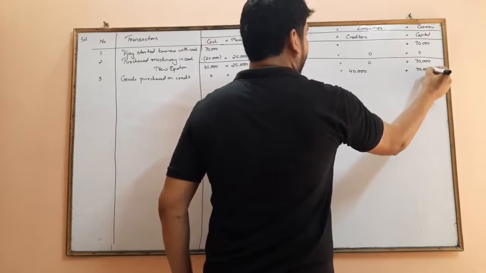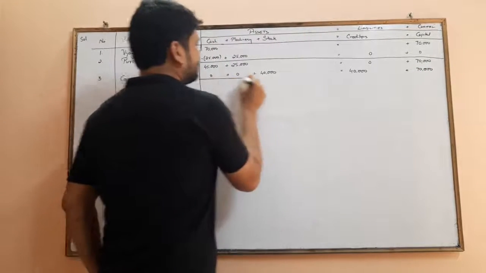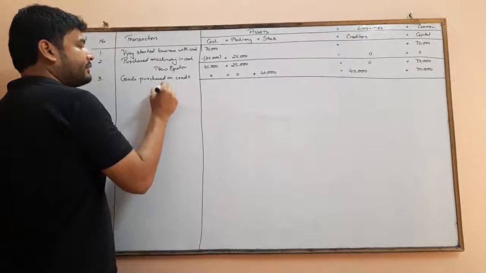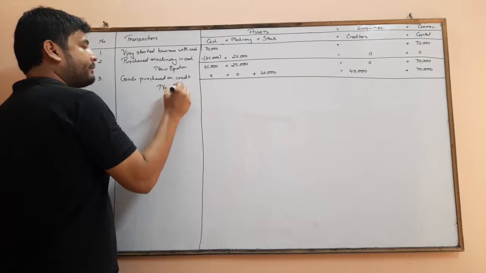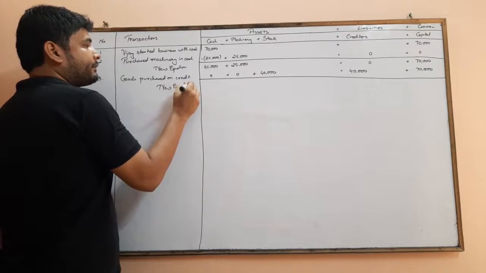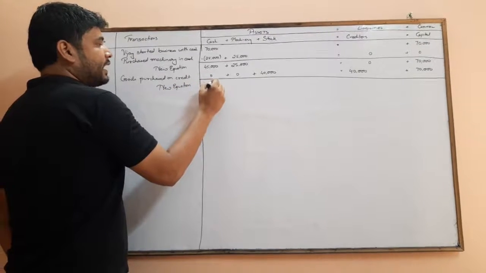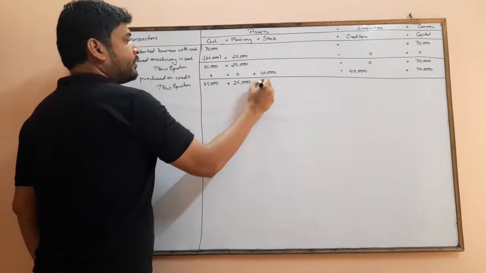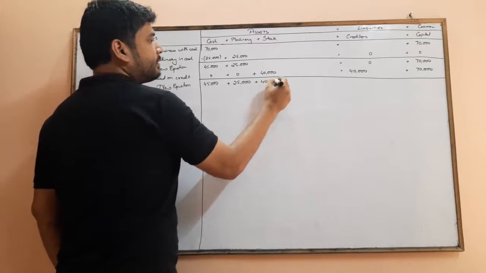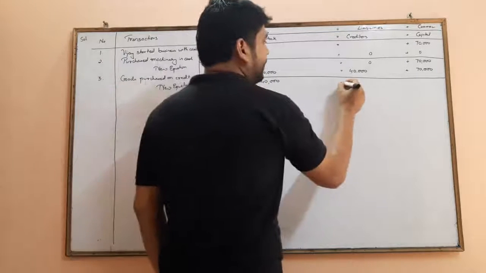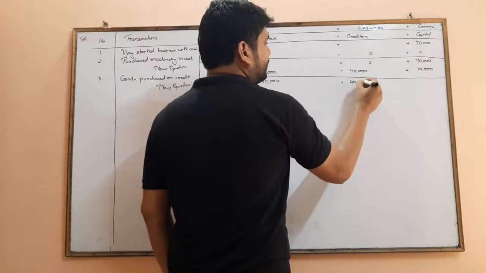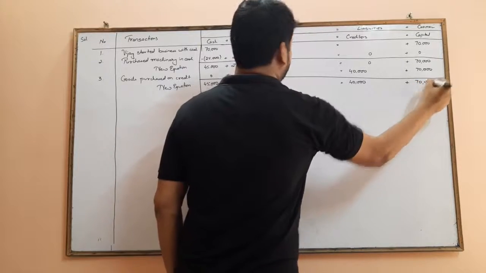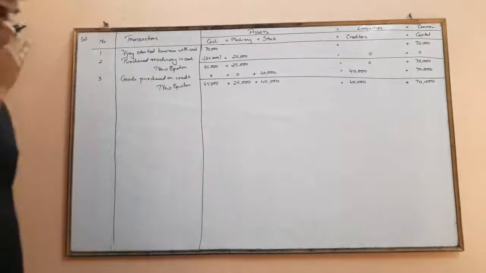So after this transaction, the new equation which I have created is 45,000 cash, 25,000 machinery, 40,000 stock. On the other side, liabilities, creditors are 40,000 and capital is 70,000. It might be balanced now. You can check it.